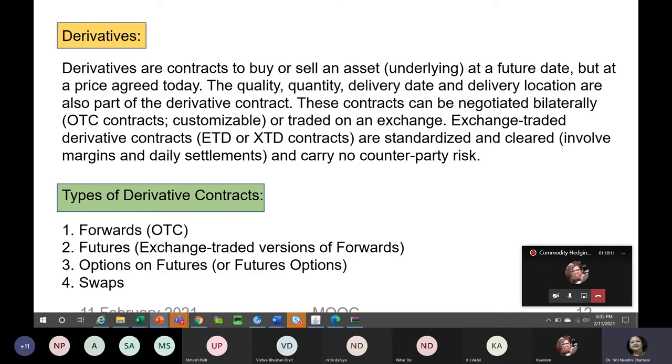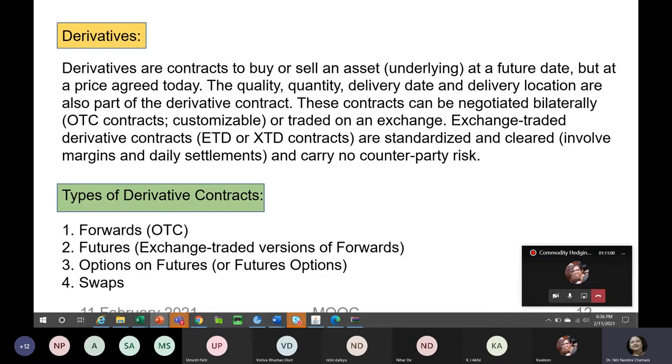So these derivative contracts that are traded in the derivative markets can be negotiated directly between the buyer and the seller. You know, so the buyer and the seller can meet face to face, sit across the table and negotiate the contract, or they can negotiate it telephonically if they have a long, long standing business relationship. Then these contracts are called over the counter contracts, OTC contracts. OTC contracts are customizable because they are negotiated between the buyer and the seller. The terms of the OTC contract can be completely decided bilaterally, mutually between the buyer and the seller.